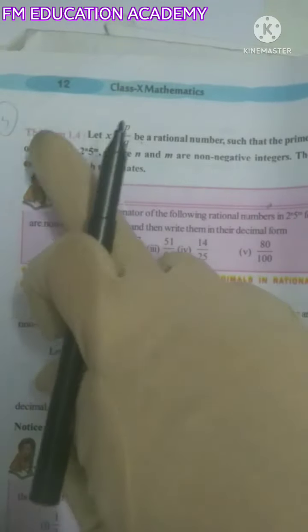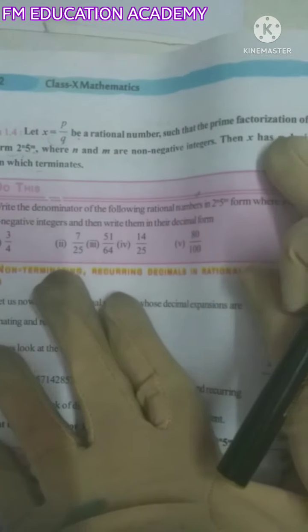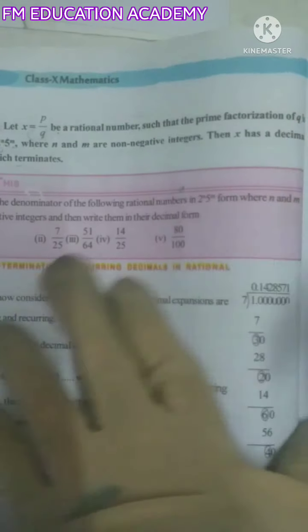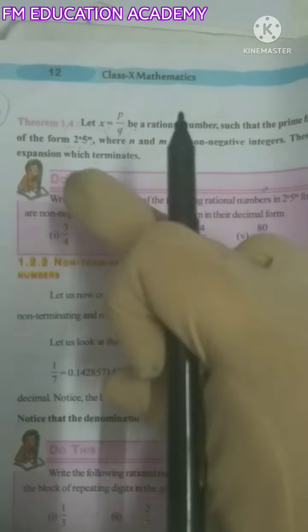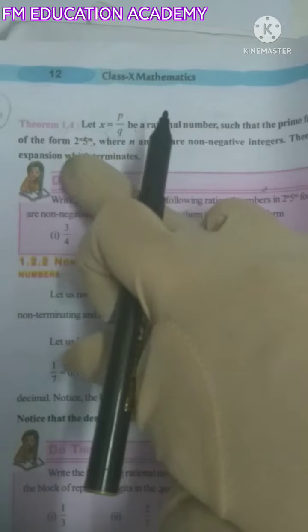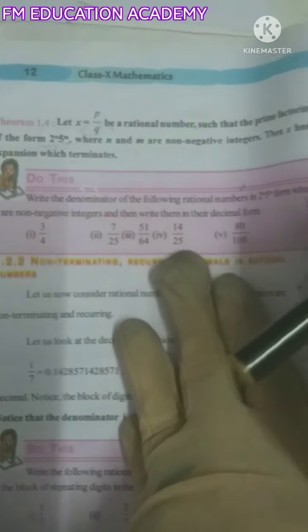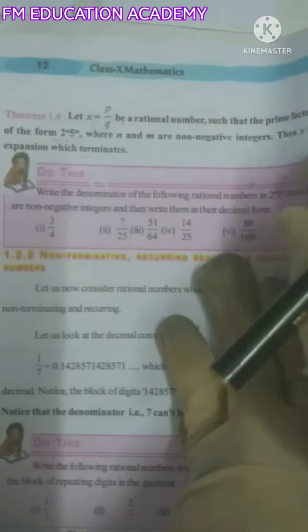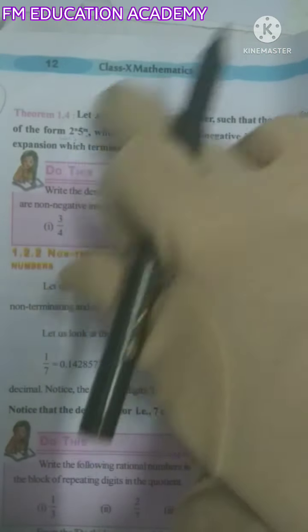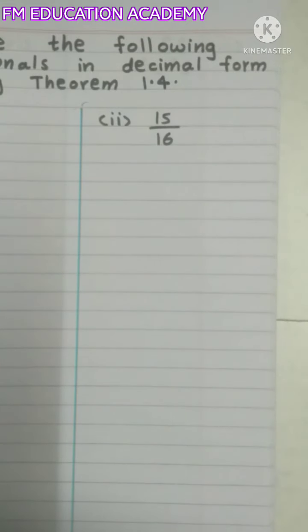See, this is theorem 1.4. Let x is equal to p by q be a rational number such that the prime factorization of q is of the form of 2 power n into 5 power m. That is, the denominator q is of the form of 2 power n into 5 power m, and n, m are non-negative integers here. Then x will have a terminating decimal expansion. So using this theorem, we have to do the third question. If q is of 2 power n into 5 power m form, then it will have terminating decimal expansion.